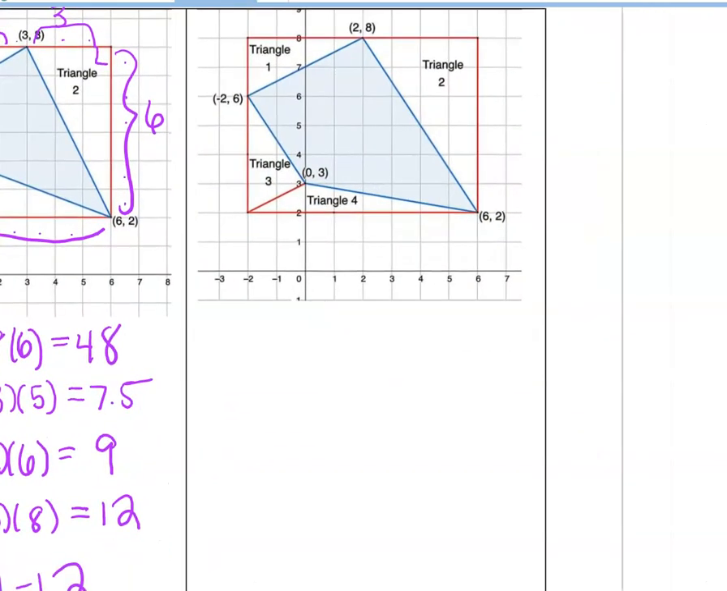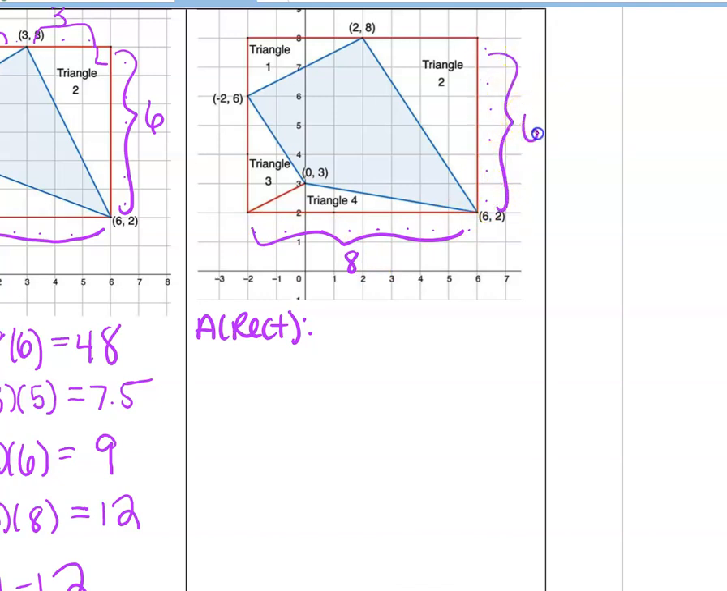All right, so we're going to start again. Find the area of our rectangle. Okay, so this looks like it's 1, 2, 3, 4, 5, 6, 7, 8. So 8, and then 1, 2, 3, 4, 5, 6. Okay, so it's actually the same box as what we did on the previous one. So this is 8 times 6, which is 48.